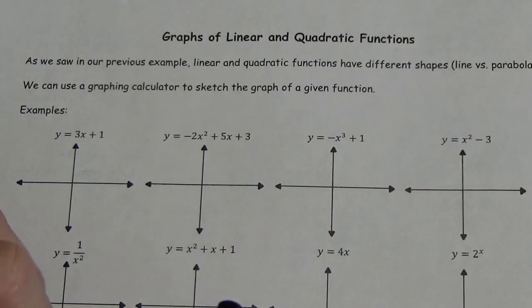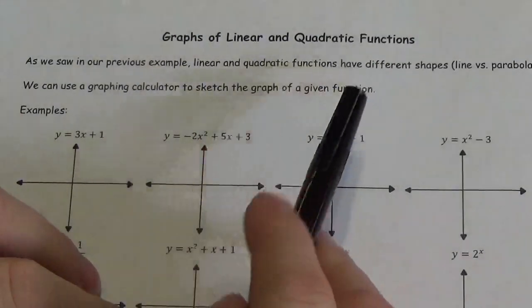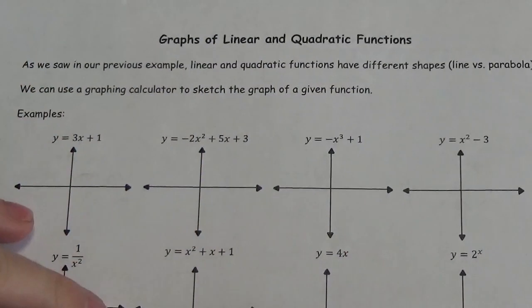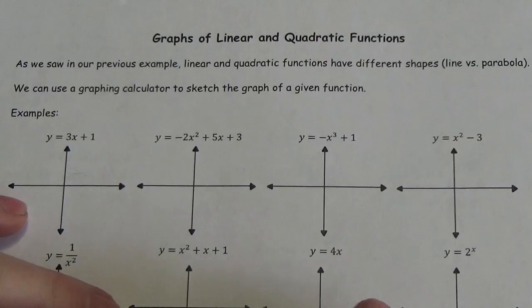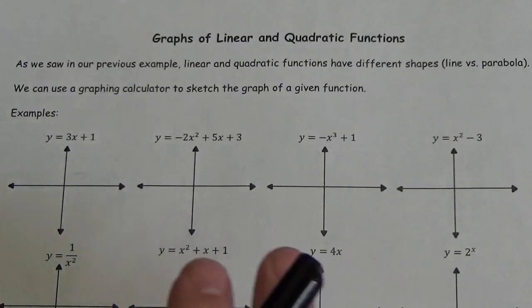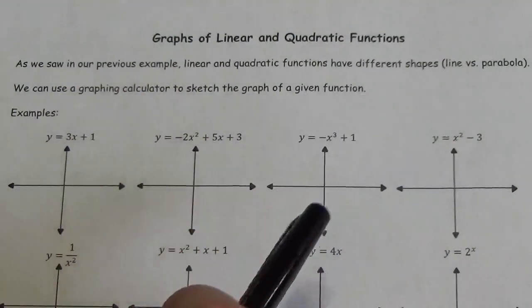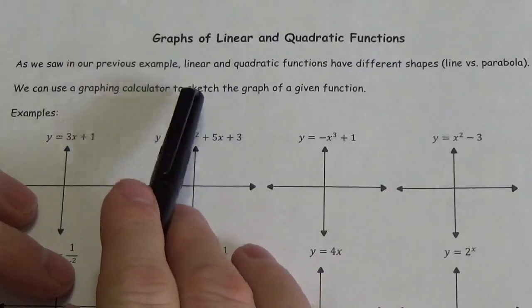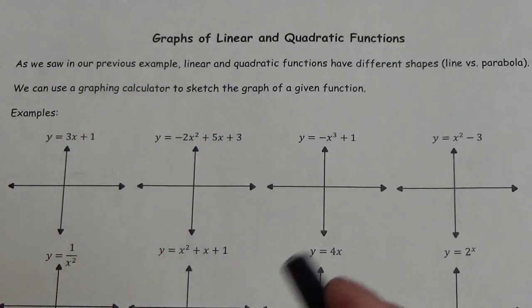Okay, so now in this little section, we're going to take a look at the graphs of linear and quadratic functions, and we're going to throw a few more in here just as something to compare to. We've already seen in the previous example that when you've got a quadratic function and a linear function, they're going to have different shapes when you graph them.